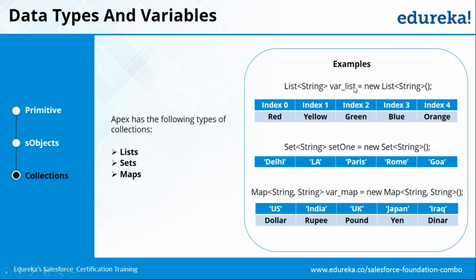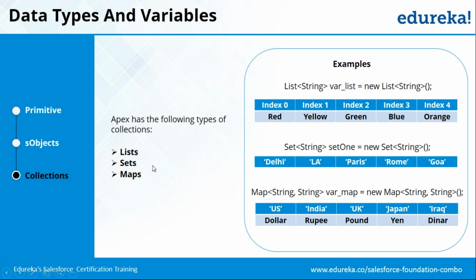Okay, so this will be the name of your variable, and you'll say list, and you will give the data type. You can be either string or integer. So after list, you define the data type, and then you give the variable name. You say new, and then you define the list name again. All right, and then you close it.